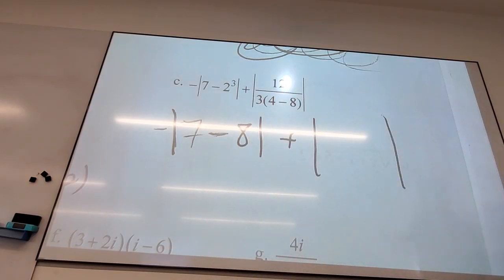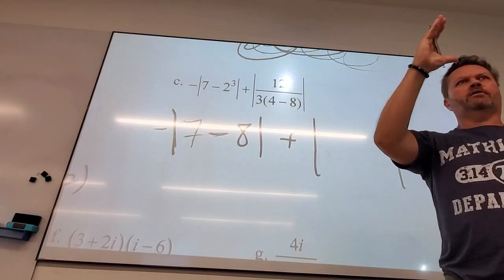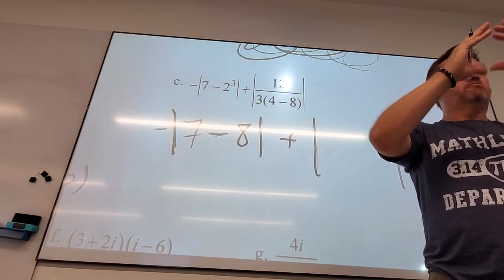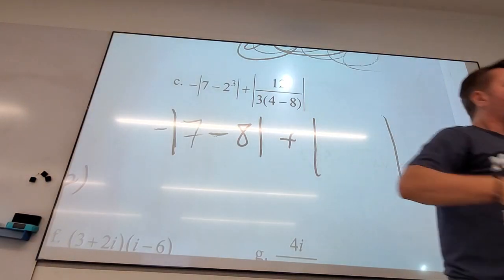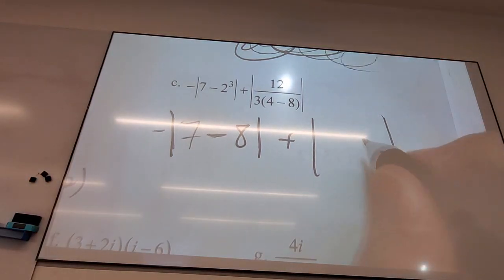Do you guys see what I'm saying? Don't you always go to the innermost parentheses when you start to simplify? That's what you do. What is 4 minus 8? Negative 4.